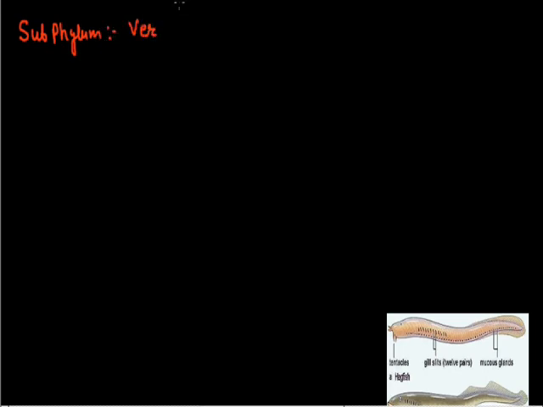Vertebrate means the animal which has the vertebral column. All these animals have a backbone, which we call the vertebral column. It means these animals have a backbone or a backbone-like structure, and we call them vertebrates.